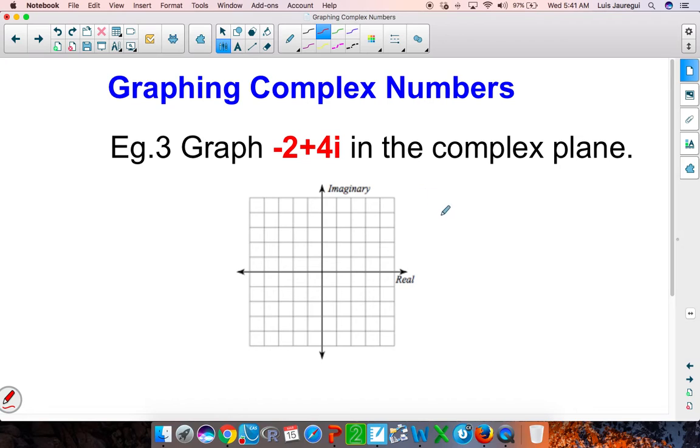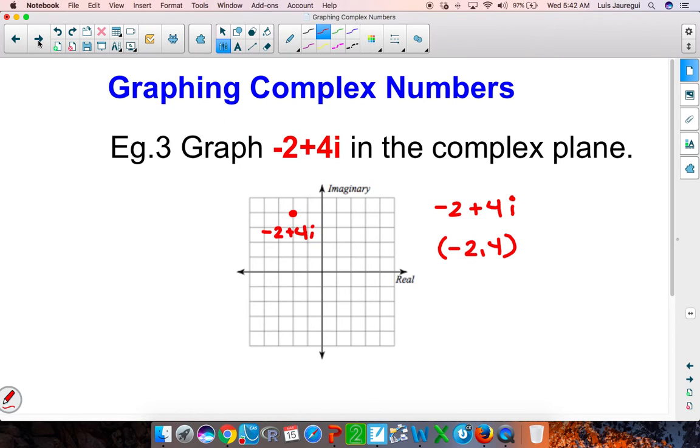Here we have the number -2 plus 4i. So we can go ahead and associate this one with the ordered pair -2, 4. We're going to move 2 units left on the real axis and 4 units up in the imaginary axis. So here's our point -2 plus 4i.